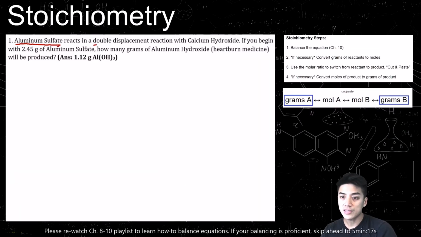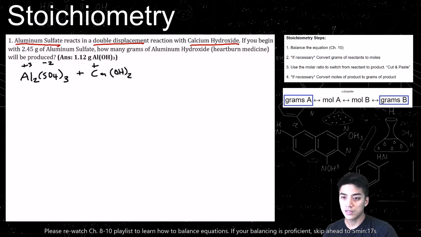Aluminum sulfate reacts in a double displacement with calcium hydroxide. If you begin with 2.45 grams of aluminum sulfate, how many grams of aluminum hydroxide will be produced? So first start writing down the formulas. Aluminum sulfate is Al2(SO4)3, and I get this from crossing the charges. Calcium hydroxide is Ca(OH)2. Again, cross the charges. And we are going to make calcium sulfate and aluminum hydroxide because this is a double displacement reaction.